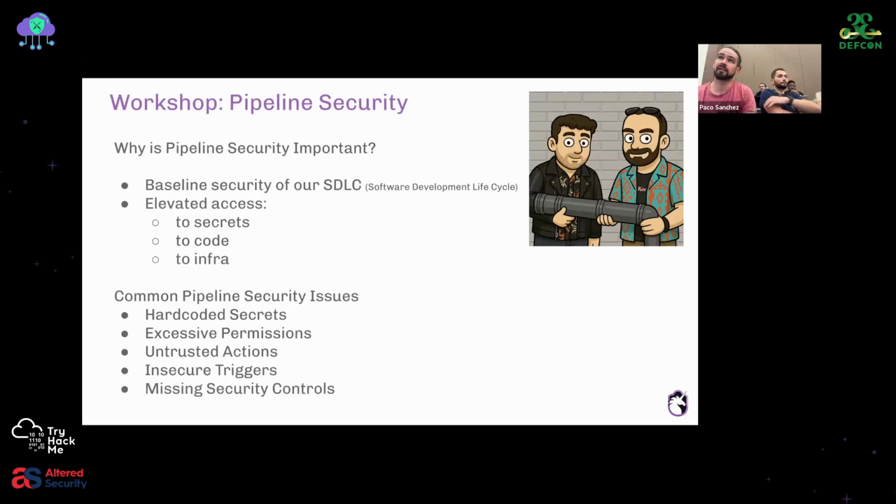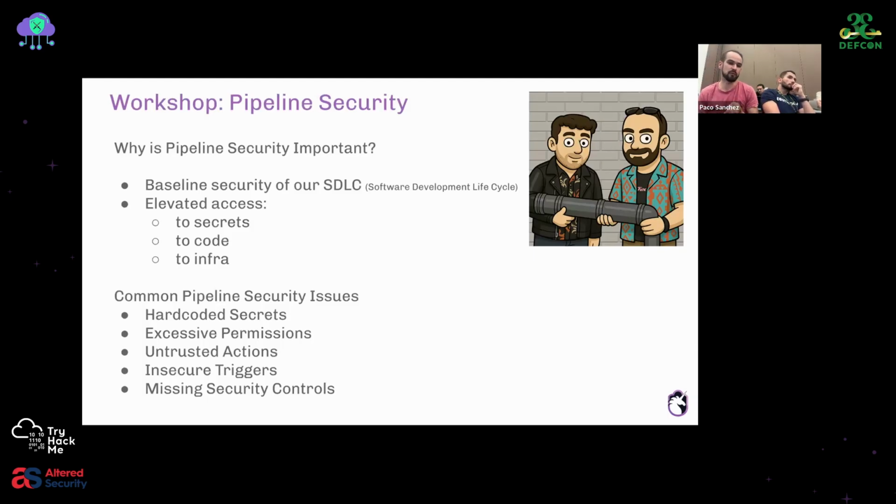Okay, so let's start. Going back to our first step for a perfect security pipeline, it is, again, the pipeline security itself, because you can secure your application and your infrastructure, but if the pipeline itself is vulnerable, you are in trouble. So why is it important? We already talked about it. It's the baseline of the development life cycle. It has elevated access to the secrets, to the code, to the infra. I mean, it has access to everything.